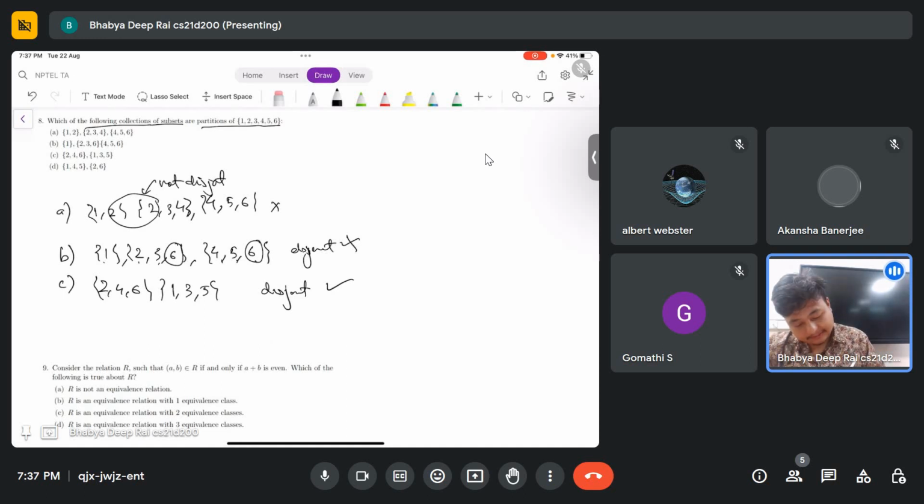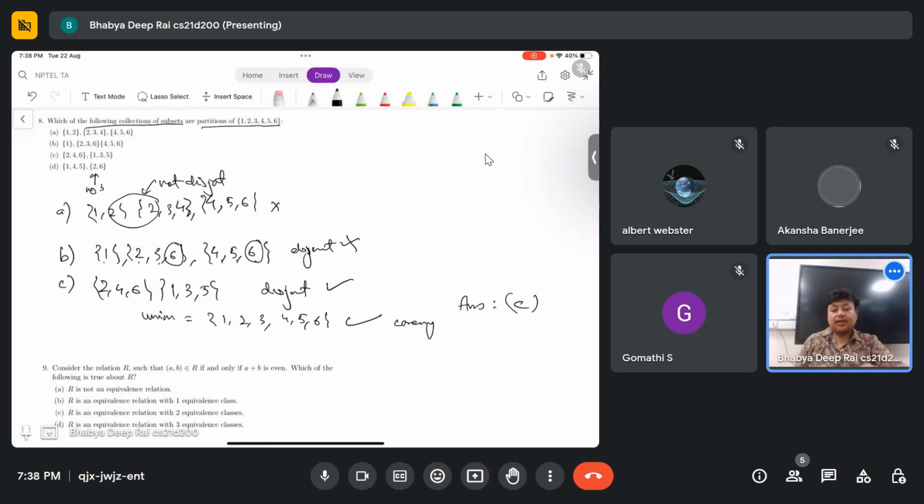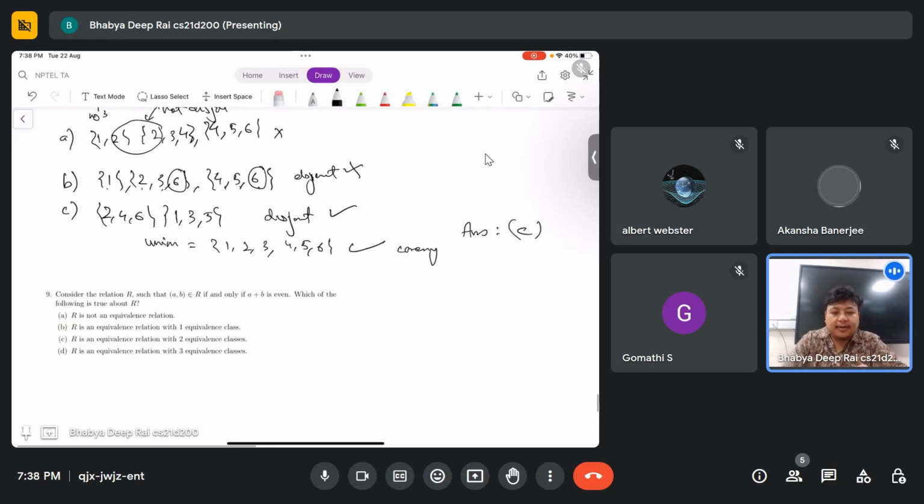Next, is it covering? When I union them, it would give me 1, 2, 3, 4, 5, 6. Yes, and they are covering. So the answer is C. Good. What is wrong with the last one? The last one has 1, 2, 4, 5, 6, but it does not have 3. No 3. So it is not covering. Okay, good.